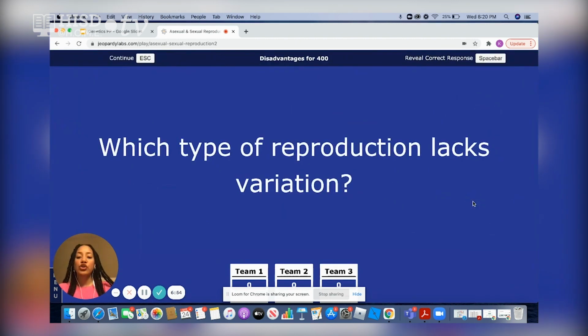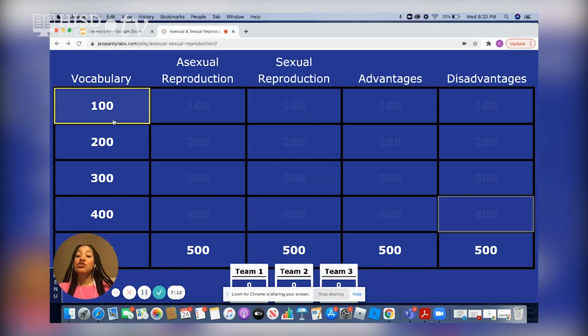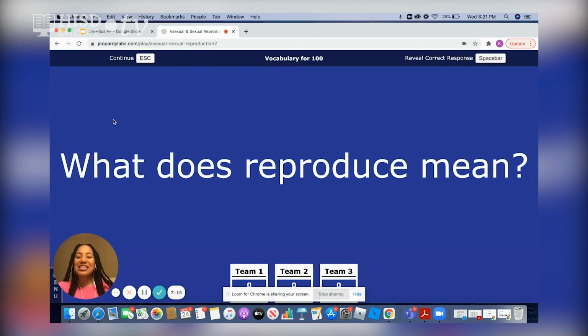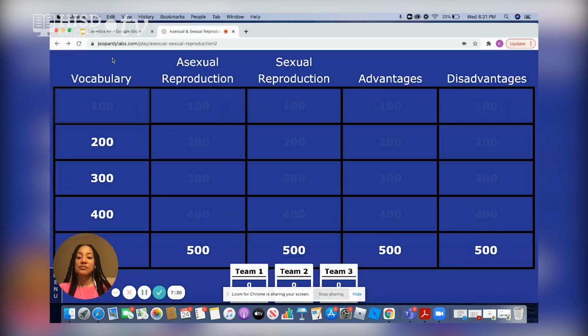Disadvantages for 400. What type of reproduction lacks variation? Is it asexual or sexual? Correct again. It is asexual reproduction because the cells are exactly the same as the parent cell. And let's try vocabulary for 100. What does the word reproduce mean? We're talking about the two types of reproduction, but what does reproduce mean? Yes, reproduce means to make a new organism of the same species.